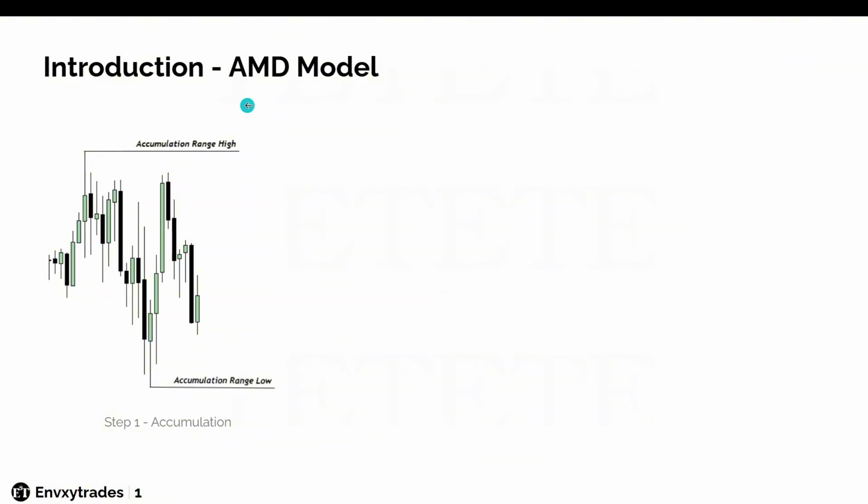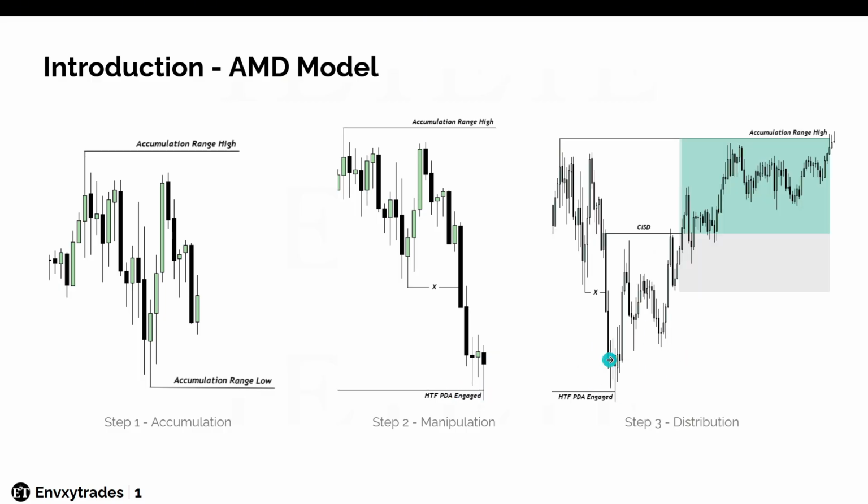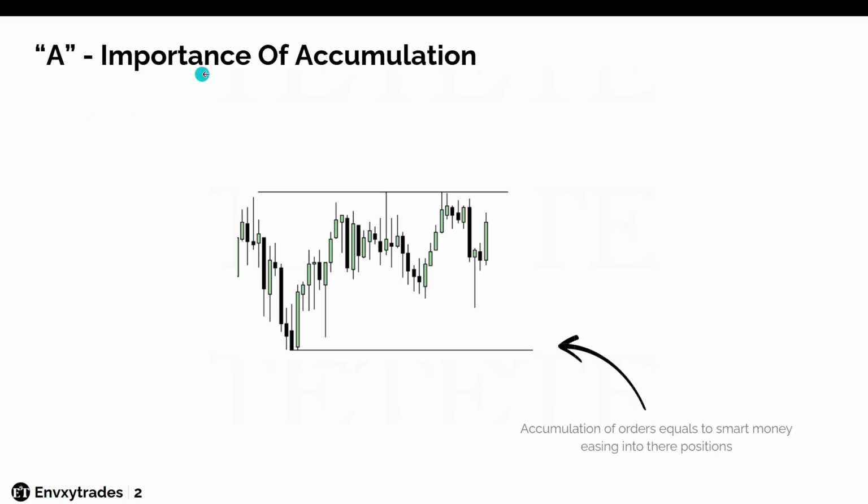The first step of this model is an accumulation. We're usually with an accumulation range high and an accumulation range low. The second step is a manipulation, where we manipulate the range low of the previous accumulation and engage into a higher time frame point of interest. And the third step of this model is the distribution, targeting the opposing side, the accumulation range high, and taking a change in the steady delivery to get us there for that confirmation. So we'll dig deeper into each step of the way, and we'll start off with the importance of accumulation.